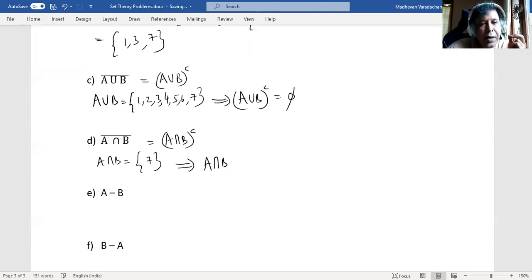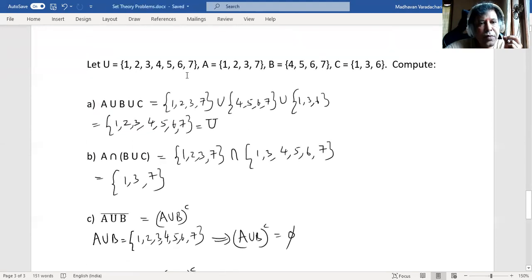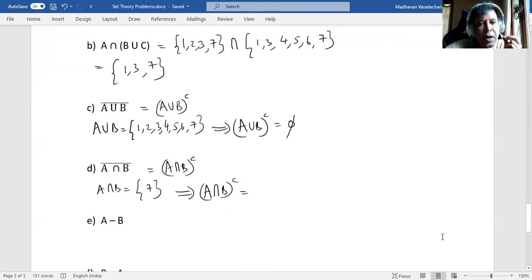Which means now A intersection B, the complement is nothing but elements which do not belong to A intersection B, but it should belong to the universal set. Universal set has got 1, 2, 3, 4, 5, 6, 7. Here we have got 7. That means A intersection B, the complement should be, without 7, the rest of the elements.